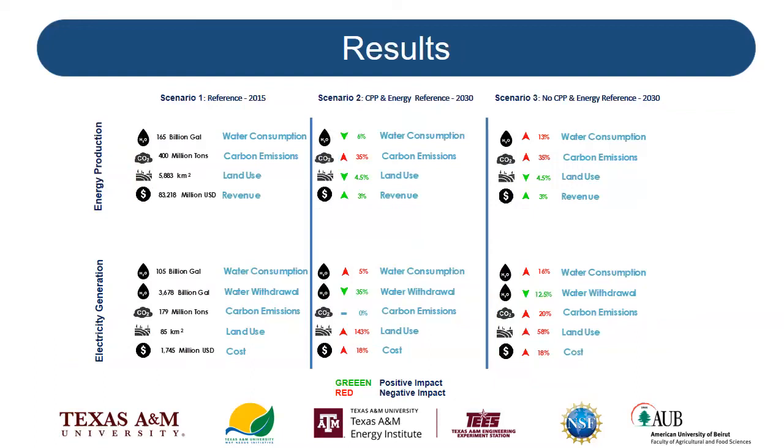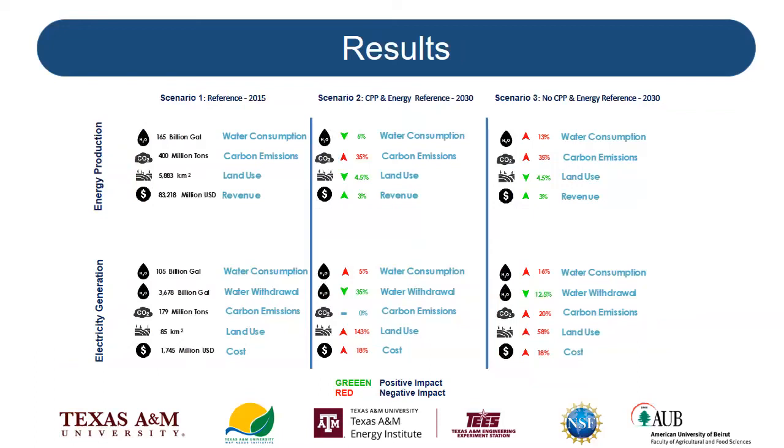Nevertheless, which are the unintended consequences, we obtained some negative trade-offs. Carbon emissions of energy production increased by 35% by the year 2030. Also, due to the massive renewable energy deployment in scenario 2, land use increased by 143%.